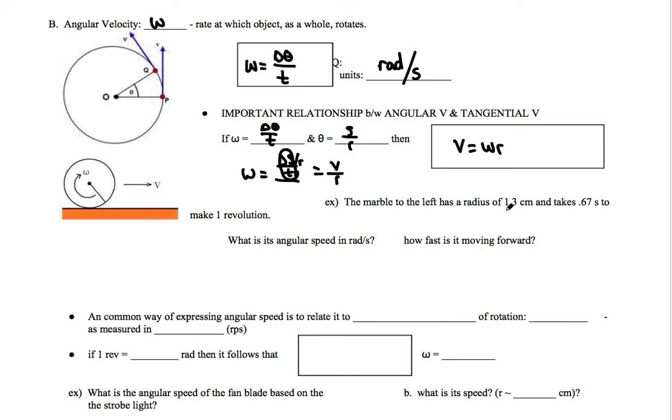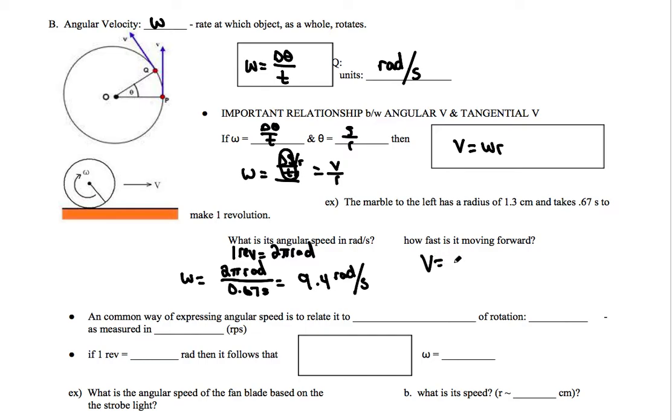So the marble to the left has a radius of 1.3 centimeters, and it takes 0.67 seconds to make 1 revolution. What is its angular speed? Well, if 1 rev equals 2 pi rad, then omega is equal to 2 pi rad, that's how far it traveled in radians, divided by 0.67 seconds. And so that gets me a speed of 9.4 rad per second.